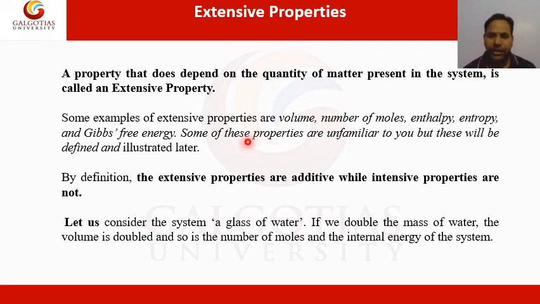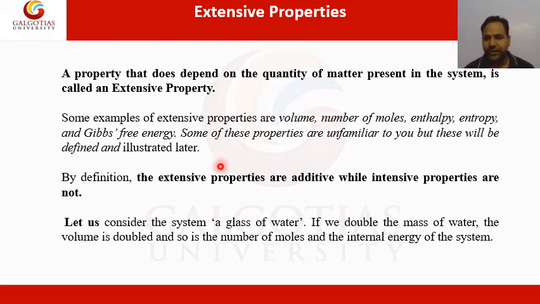Suppose the concentration of any solution will remain the same, pressure remains the same, temperature remains the same. Those are examples of intensive properties. Extensive properties depend on the quantity of the matter, so volume is an example of an extensive property. Let us consider the example of a glass of water. If we double the mass of water, the volume is doubled, and so is the number of moles, and the internal energy of the system will change. So this property is called an extensive property.